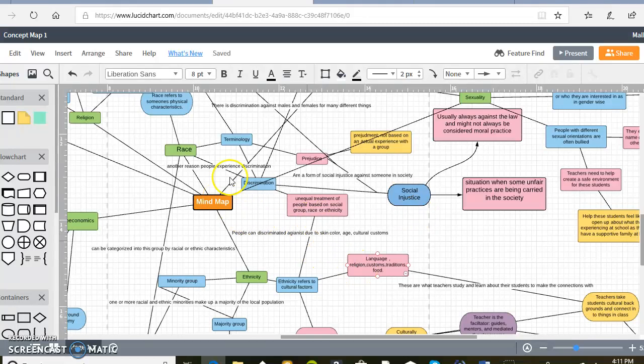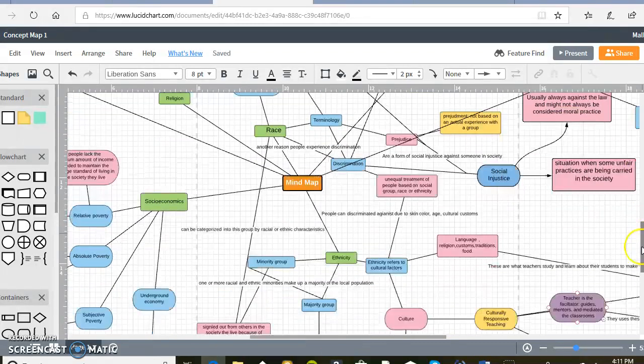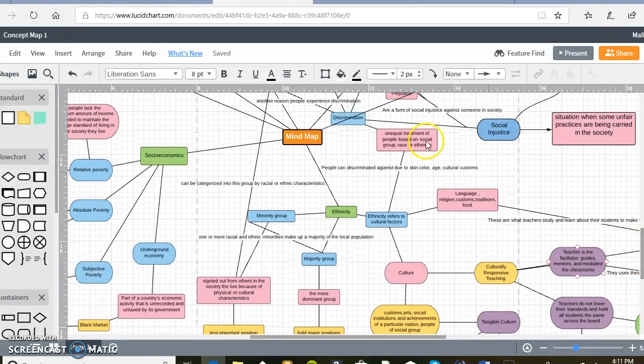Okay, so I'm going to start with race. And I start with race being referred to that people, these are their physical characteristics of their race. And I connect race with ethnicity in that these are both ways people can be categorized into groups. And with ethnicity, I go into the different types or groups of ethnicity, being majority and minority.